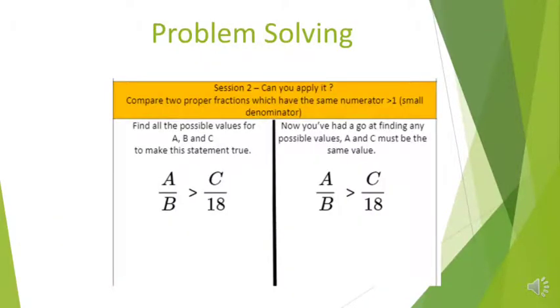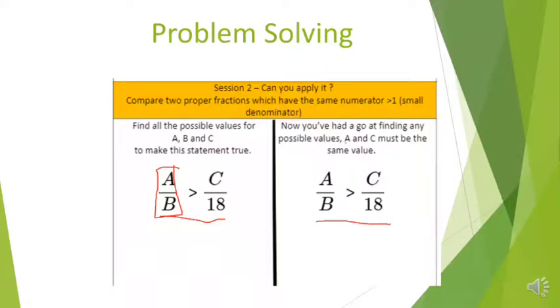So here's the problem solving for today. In this first section, we've got A over B is greater than C over 18. All you need to do is replace A, B, and C with numbers to make that statement true. So A over B always needs to be the bigger fraction, but replace A, B, and C with numbers. Once you've done that, move over to the second one.